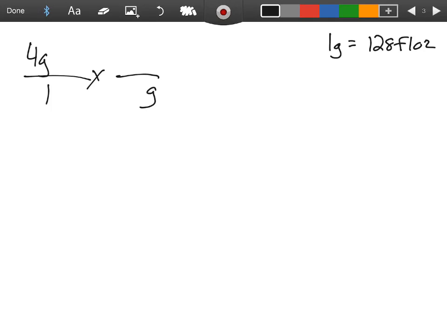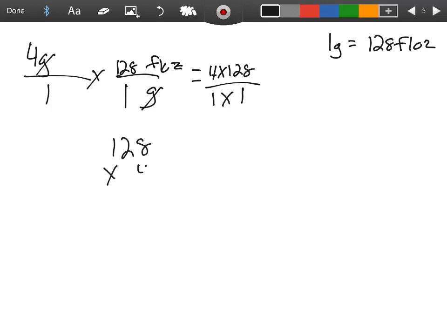So 4 gallons goes on top. We multiply that by our new conversion factor, 1 gallon, which is equal to 128 fluid ounces. So on our bottom, we have gallons because we want our gallons to cancel out, and on top we have our fluid ounces, and we have 128 fluid ounces is equal to 1 gallon. So we cross those off, and we end up multiplying 4 times 128 on top, and 1 times 1 on the bottom. And it's always good to keep up our multiplying and dividing practice.